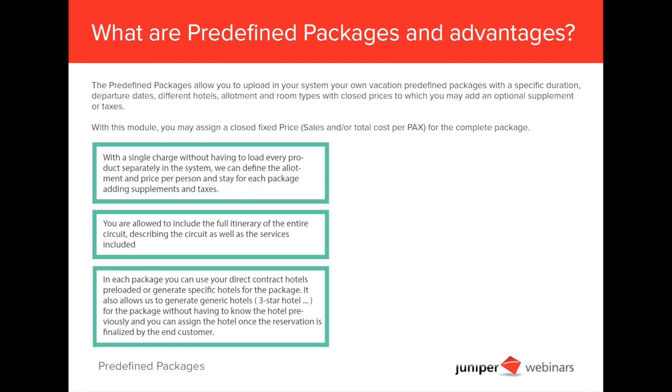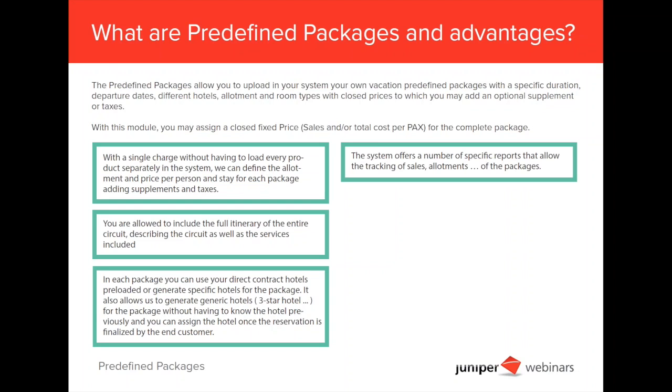In its package, you can use your direct contract hotels preloaded or generate a specific hotel for the package. It also allows us to generate generic hotels, for example, 3-star hotels, for the package without having to know the hotel previously, and you can assign the hotel when the reservation is finalized by the end customer. The system offers a number of specific reports that allow the tracking of sales and allotments of the package.